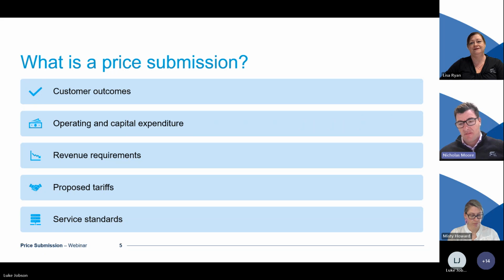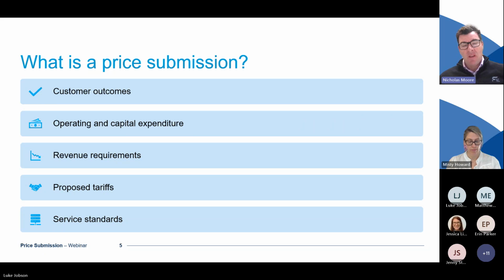The price submission is a really important, generally a 5-year process for our water corporations throughout Victoria. But for us, we're in an 8-year process at the moment with our new prices being effective from 1 July 2026. So we're now preparing and engaging with our customers, particularly around our outcomes.